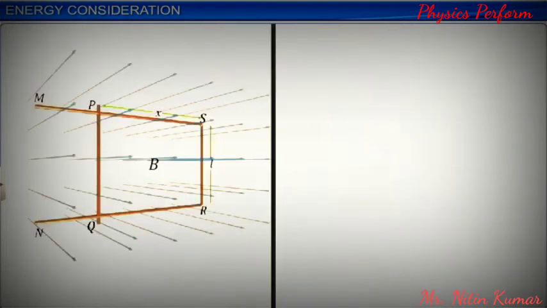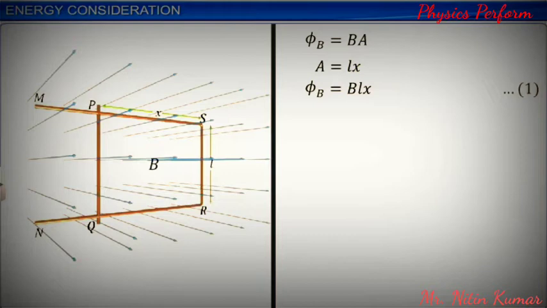The flux through the loop at any instant, phi B, is equal to the product of the strength of the magnetic field B and the area enclosed A. Here, the area of the loop A is equal to the product of the breadth and length of the loop, L and x. In this case, the instantaneous flux phi B is equal to BLx. Let this be equation 1.